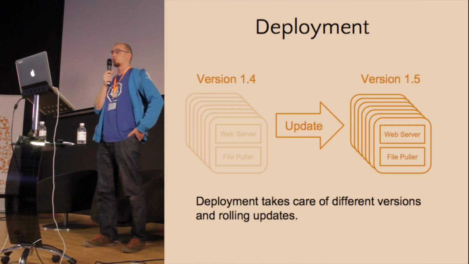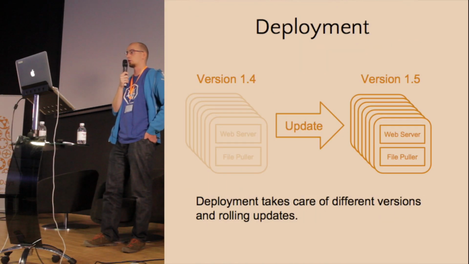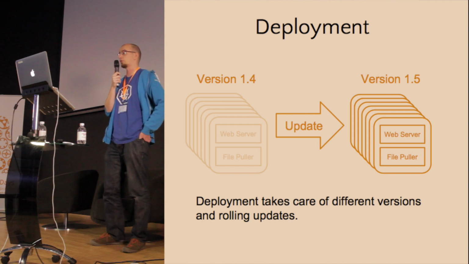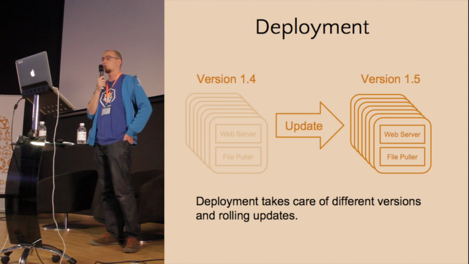Oftentimes, you have to update the version of your software. Usually, you don't want to update everything at once, but slowly roll out the new version, making sure that all of the new pods are started properly. And if they don't, you want to stop and roll back to the previous version. In Kubernetes, this is handled by the deployment controller and deployment object, built on top of the previously described replica set.